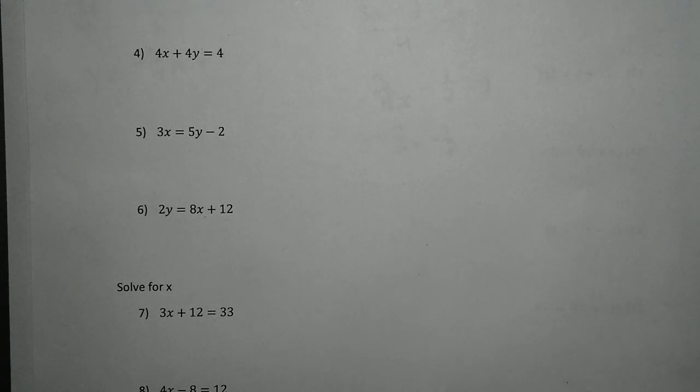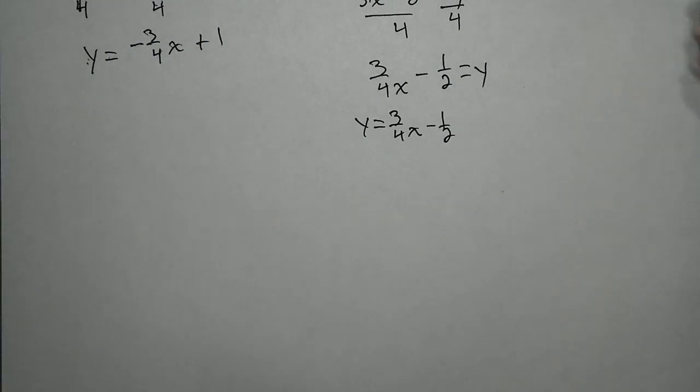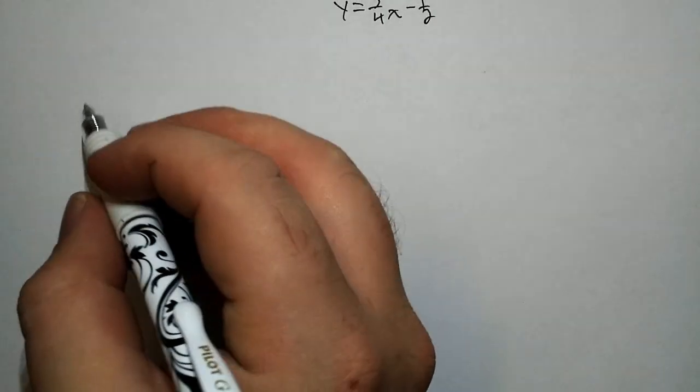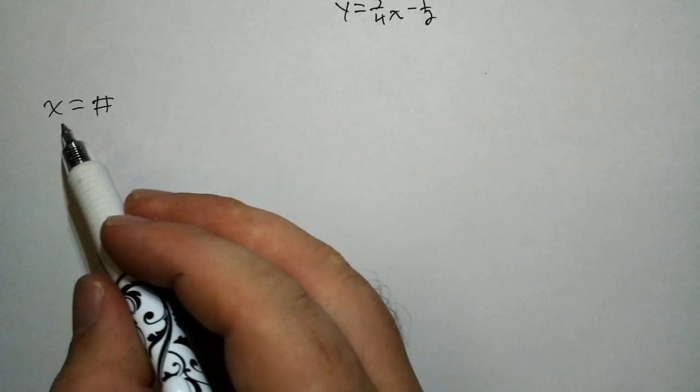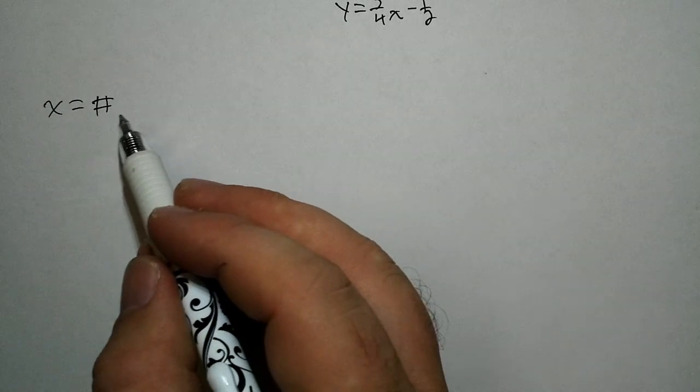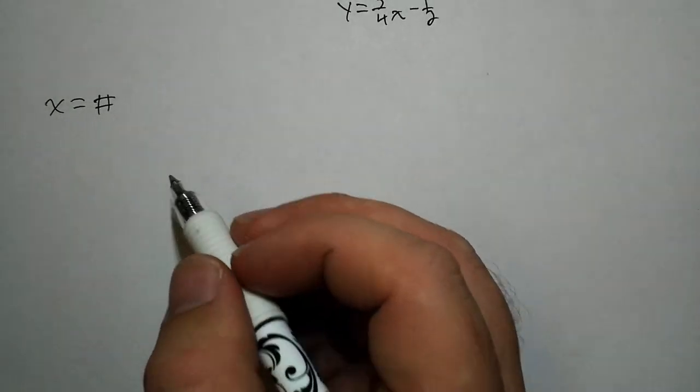Now, starting with number 7, the next part of the paper says solve for x. So all you have to do is get these into x equals whatever that number is. That is the goal. So we want to get all of our x's on one side, all of our numbers on the other side, to where x equals a number. I'm going to do just a few examples.